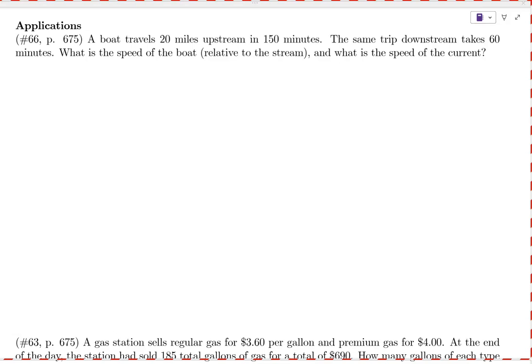All right. So notice when it's going upstream, you're going to have the current working against you, and when you're going downstream, of course, the current will be working with you. So let's say we let variables be a couple of these different things. Let's say x is the speed of the boat. And y is the speed of the current.